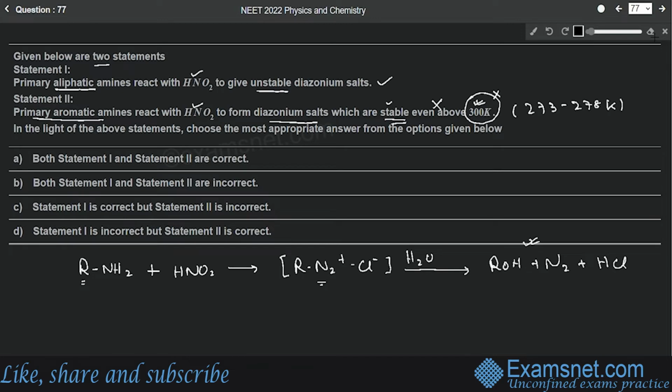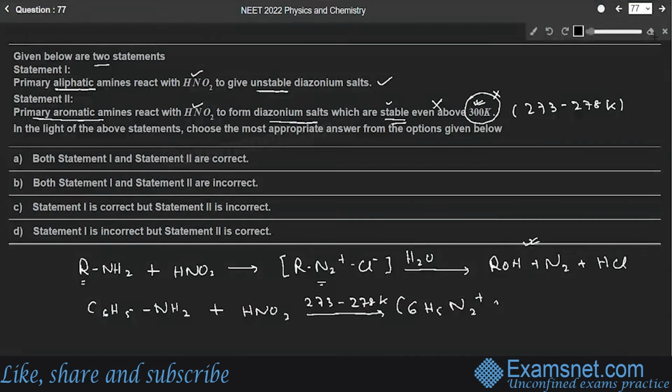Okay, let's have a look at the chemical reaction. Suppose this is benzene, then amino group is attached to it. That means this is primary aromatic amine. Now it will react with the nitrous acid. This time the temperature should be 273 to 278 Kelvin, and in this temperature range it will give us the diazonium salt. Okay, C6H5N2 plus Cl minus. So this is a stable diazonium salt. So here we have to keep in mind the temperature as well.